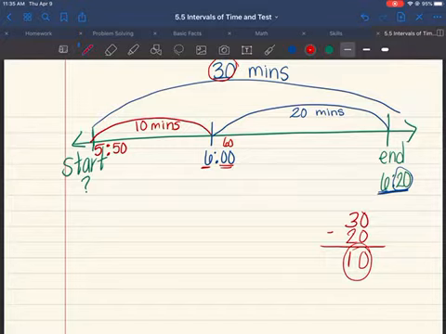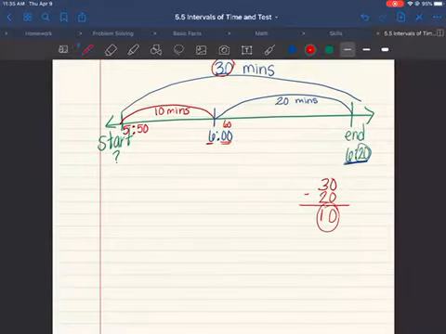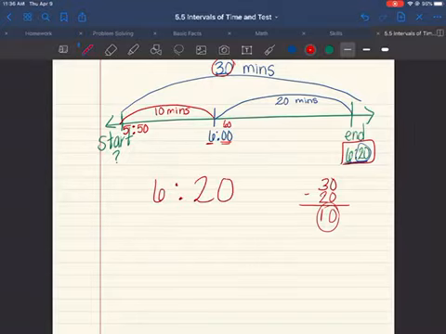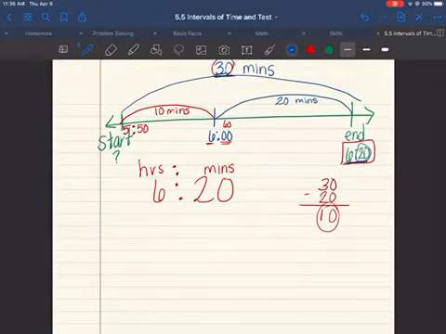Okay, we can also do that by subtracting. Why are we subtracting? Because remember, when we add, our total is going to get bigger. In this case, my end time is 6:20, so we cannot get bigger. We actually need to go back to the start. So I'm going to take 6:20. Remember, these are hours, these are minutes. And I'm going to take away my duration. My duration is 30 minutes.